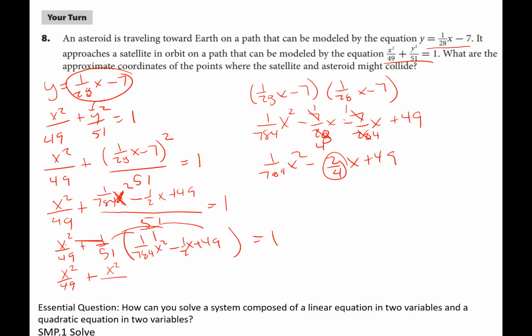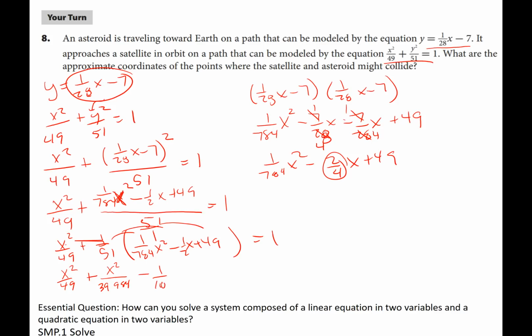51 times 784, I'm going to guess is, because I'm reading the book's work now, 39984. And then 51 times negative 1/2 is negative 1 over 102. I don't know why it keeps doing that. x. And then 1 over 51 times 49 would be 49 over 51 equals 1. They found a least common denominator. Interesting.